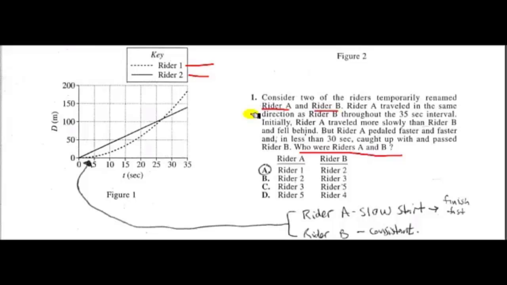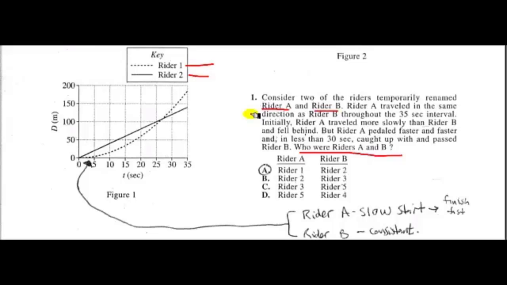1 says, consider 2 of the riders temporarily renamed Rider A and Rider B. Rider A traveled in the same direction as Rider B throughout the 35-second interval. Initially, Rider A traveled more slowly than Rider B and fell behind. But Rider A pedaled faster and faster, and in less than 30 seconds caught up with and passed Rider B. Who is Rider A and Rider B?